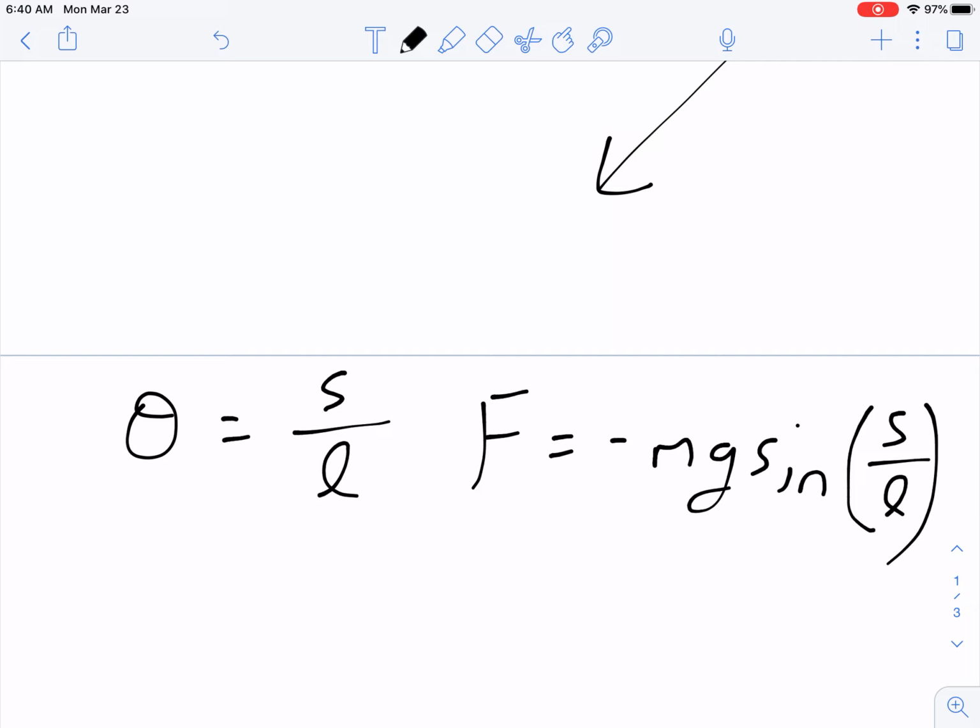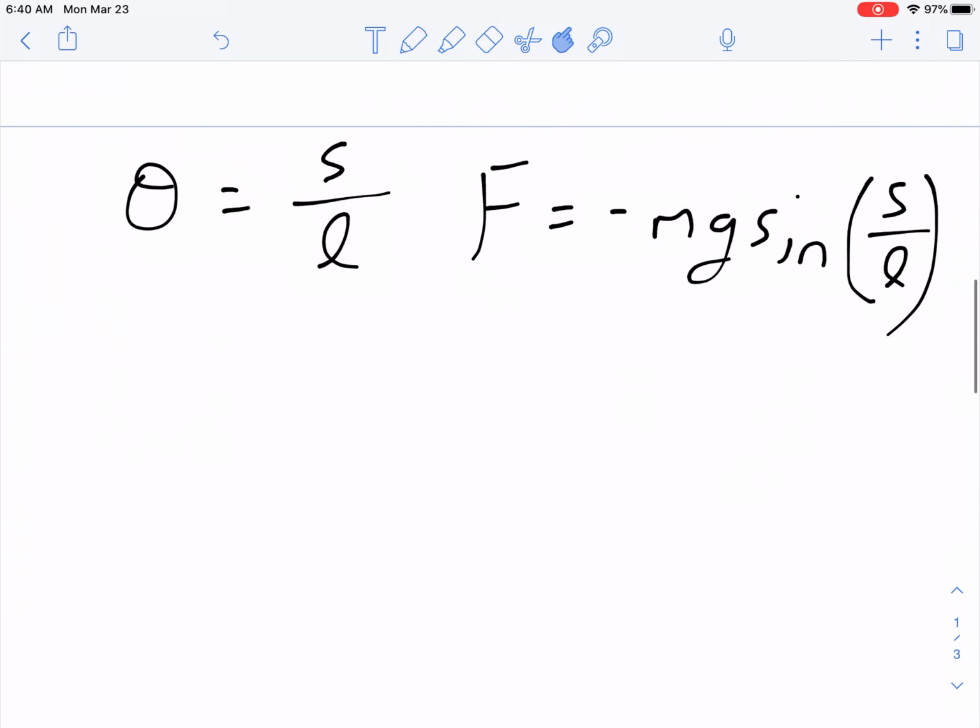Okay? Now, for a force to be one which would provide simple harmonic motion, we would want, as in the spring, negative kx, where we have some constant times displacement. Here, our force is proportional not to a displacement, but proportional to the sine of a displacement. Remember, s is our displacement. So that means, in general, pendulums do not exhibit simple harmonic motion.